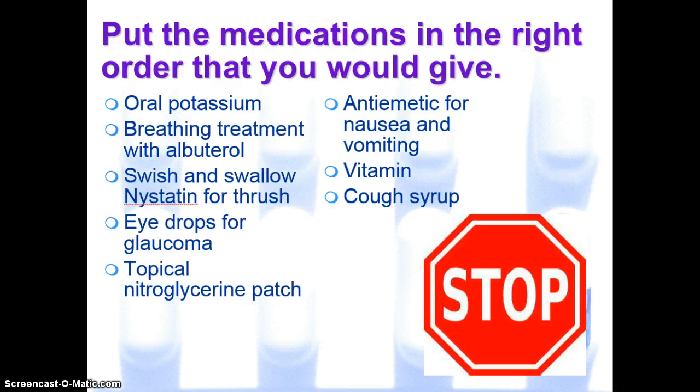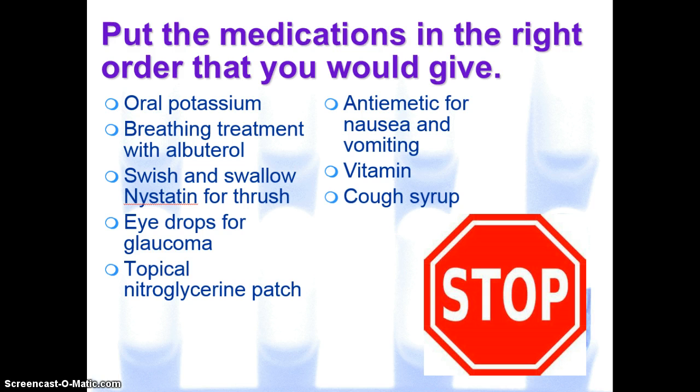They get eye drops for glaucoma, and they also get a topical nitroglycerin patch. Your order of medications obviously is going to be giving the breathing treatment first so that they are supporting and taking care of that airway first. Then you probably would give the oral potassium, the swish and swallow nystatin after that without a drink of water. Then you can give the eye drops and put the patch on.